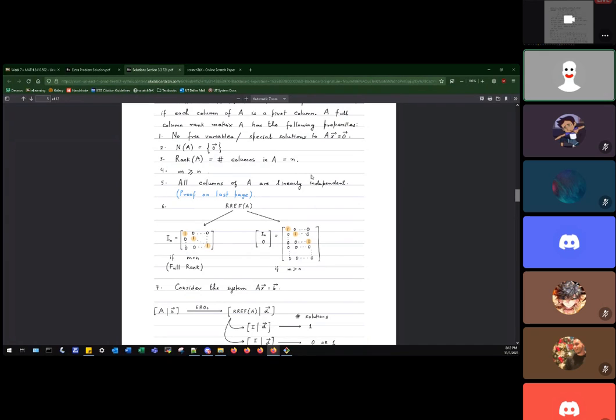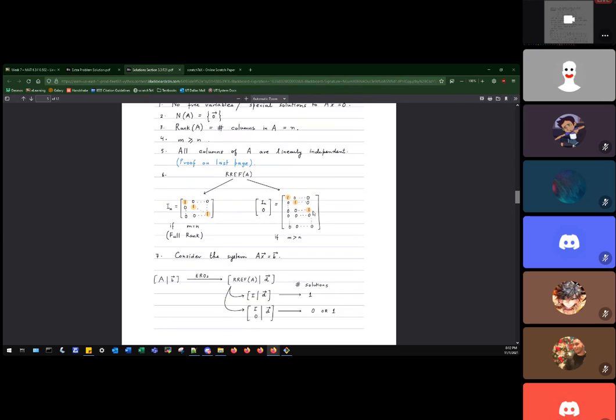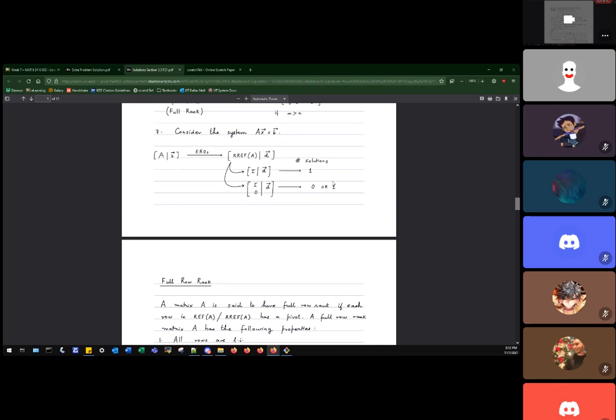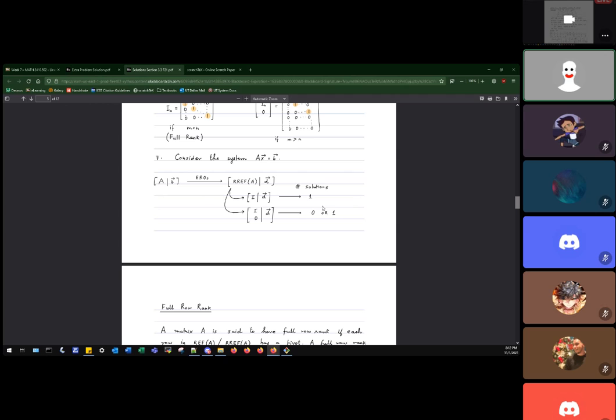And finally, the REF of this matrix will be either the identity matrix or the identity matrix plus a few zero rows at the bottom. And it means that the system Ax equals b will have either 0 or 1 solutions, depending on whether you have 0 rows in the REF or not.